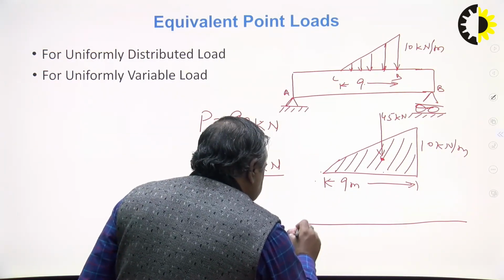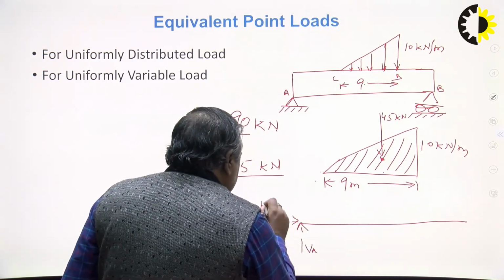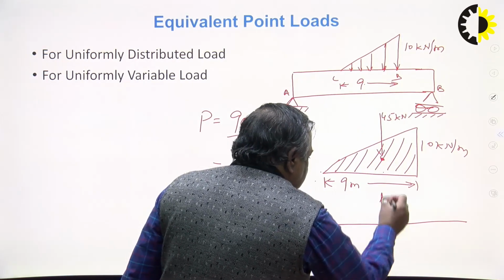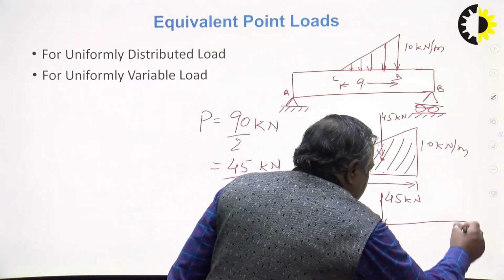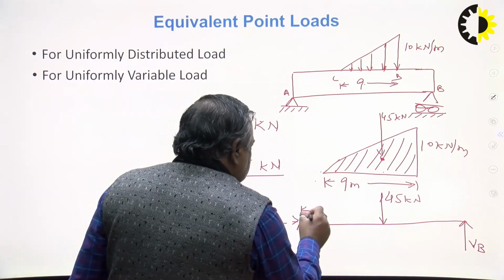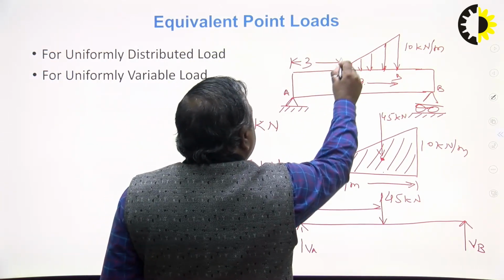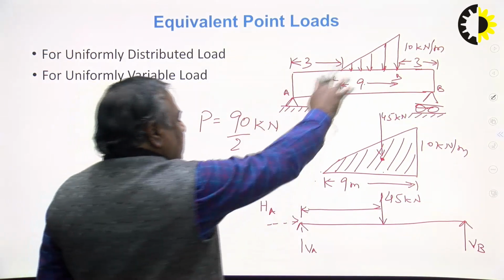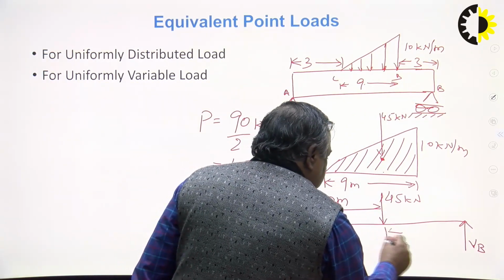This is VA and this is HA. Here I will apply this 45 kilonewton vertical force. B is VB. Now what is this distance? If this is 6, this is 3, this is 3, for example, so 3 plus 6, it is 9 meter. 3 plus 3, it is 6 meter.